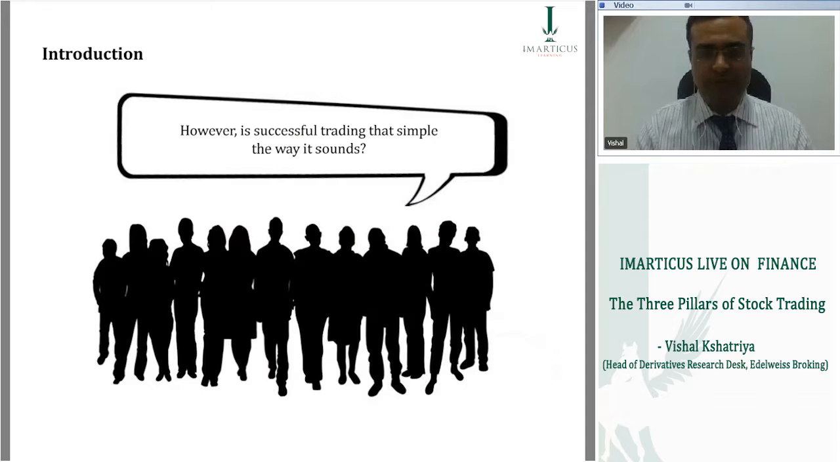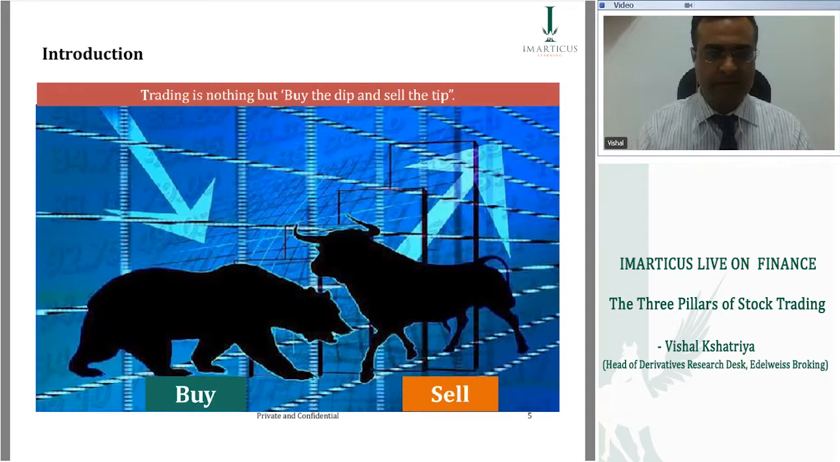So this is what we are discussing about. Trading is nothing but buy the dip and sell the dip. It sounds very easy. Whenever there's a dip in the markets, whenever the market falls, you just buy. So my question to you is, if the current price is 100 and it falls to 98, is that a dip? Or when the current price is 100 and it falls to 92, is that a dip? Or when it falls to 80, is that a dip?